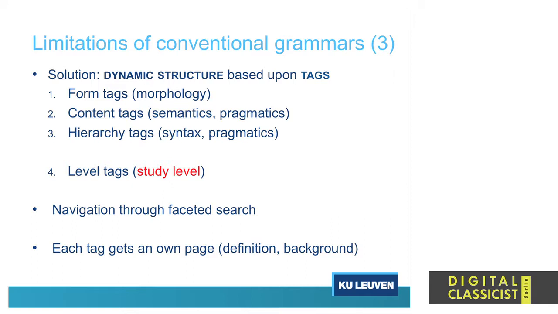Now, we've tried to address the problems we've just discussed by creating a dynamic structure based upon what we've called tags. We distinguish four types of tags. First of all, form tags, basically morphology. Second of all, content tags, which combine elements from semantics and pragmatics. And finally, hierarchy tags, which combine elements from syntax and pragmatics.